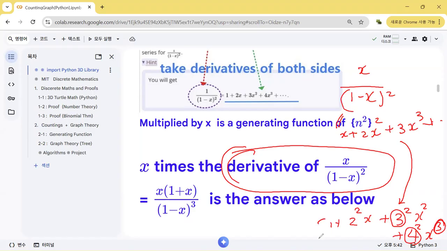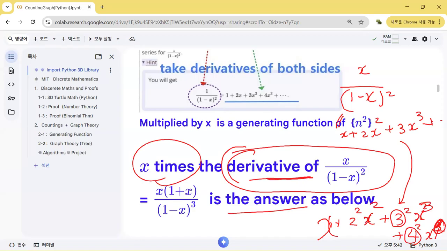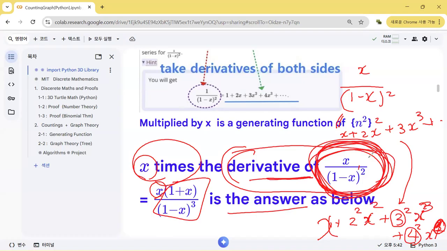So that's the reason why. How about multiplying by x? Then this x now becomes x squared, this x squared becomes x cubed. Oh, sorry. And then the x^4. So x times the derivative of this one is the answer, and this one is the generating function for the squares. So what is the derivative? The derivative of this one is this one, and x times it gives this. So let's find the derivative of this one.